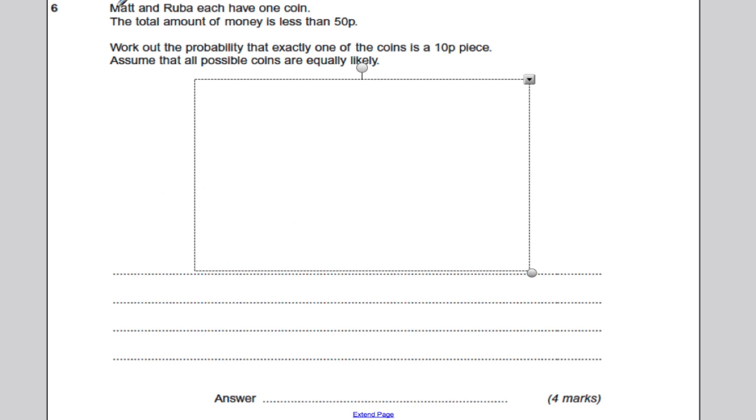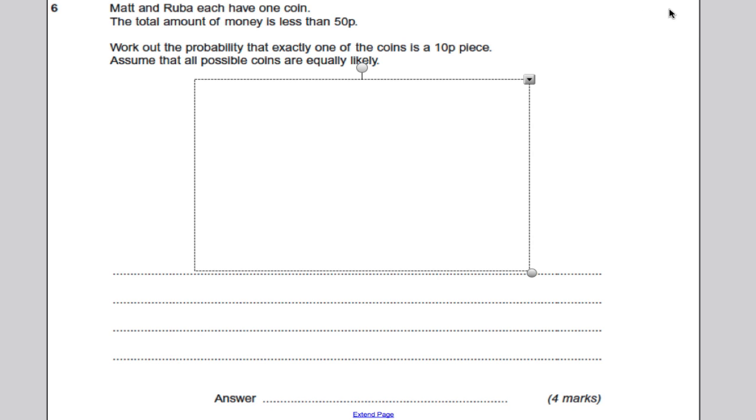Okie doke. Next question. Matt and Ruba each have one coin, and it tells us the total amount of money is less than 50p. Work out the probability that exactly one of the coins is a 10p piece. And it also tells us that we should assume that all coins are equally likely.